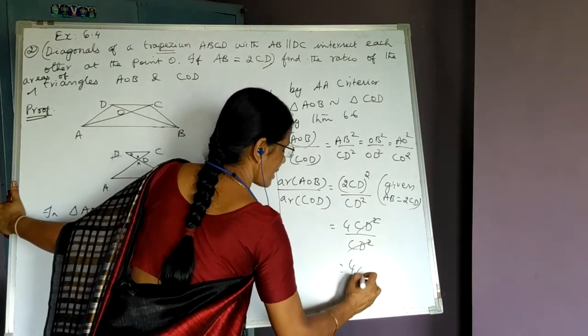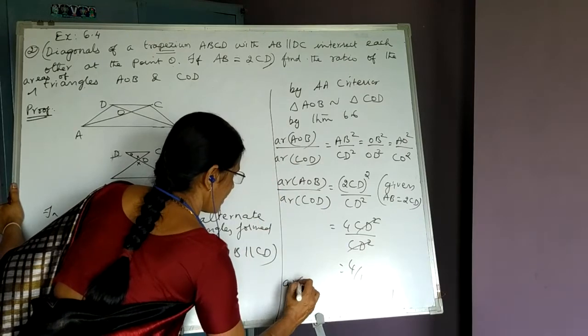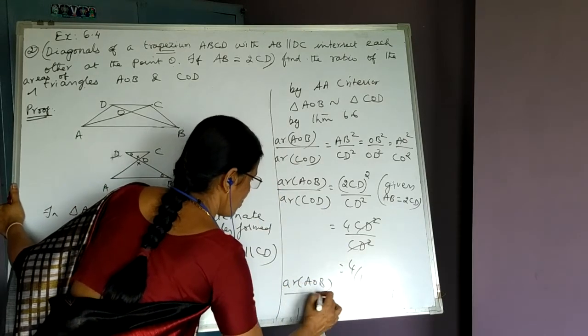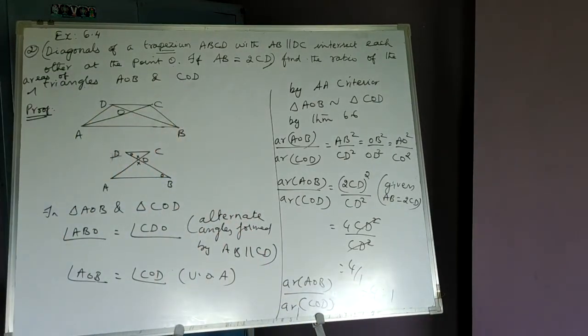So, what are we getting? We are getting 4 upon 1, which is equal to 4:1. Therefore, the ratio of AOB and COD is equal to what? Equal to 4:1.